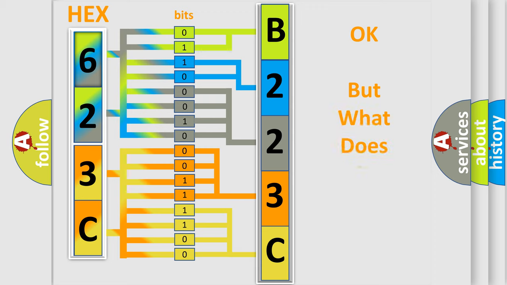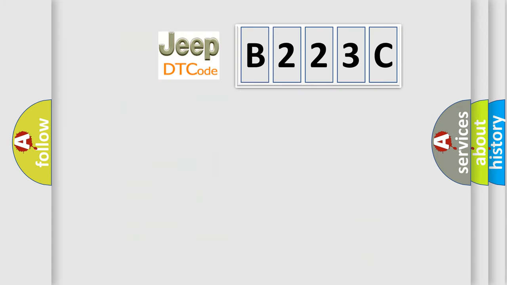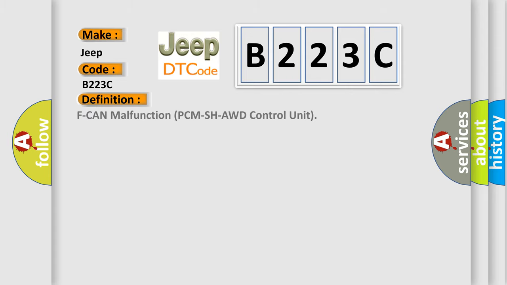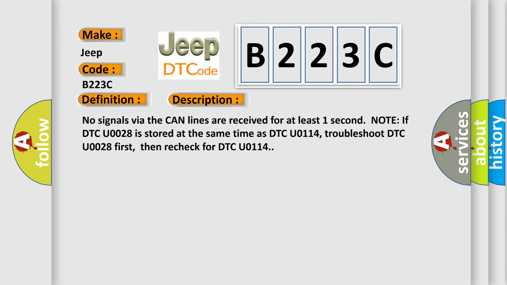The number itself does not make sense to us if we cannot assign information to what it actually expresses. So, what does the diagnostic trouble code B223C specifically interpret for Jeep vehicles? The basic definition is CAN malfunction, PCM-SH-AWD control unit. And now this is a short description of this DTC code: no signals via the CAN lines are received for at least 1 second.